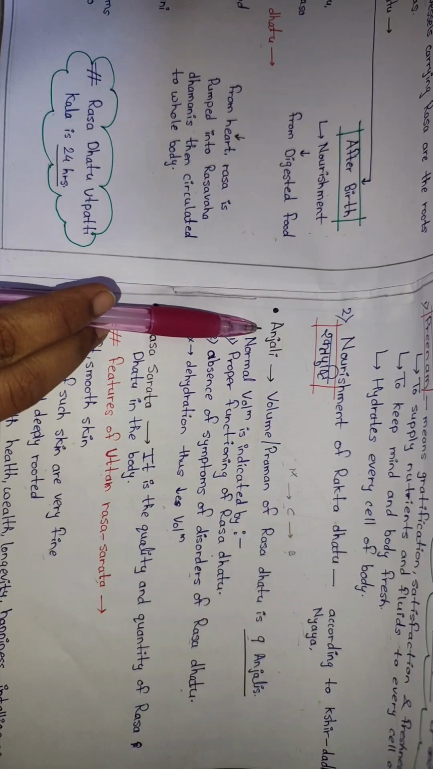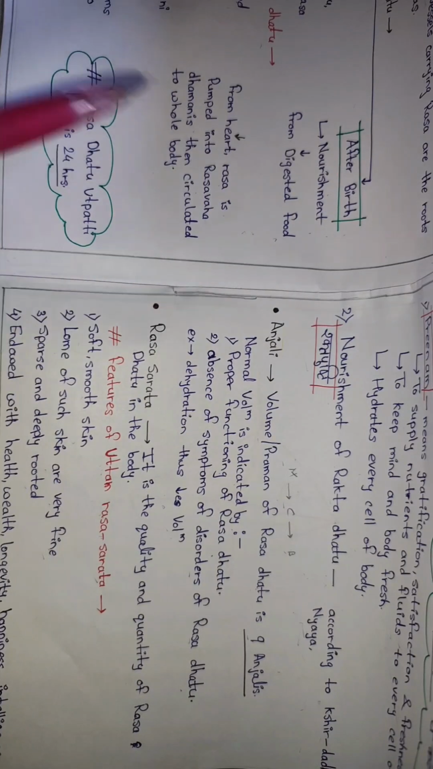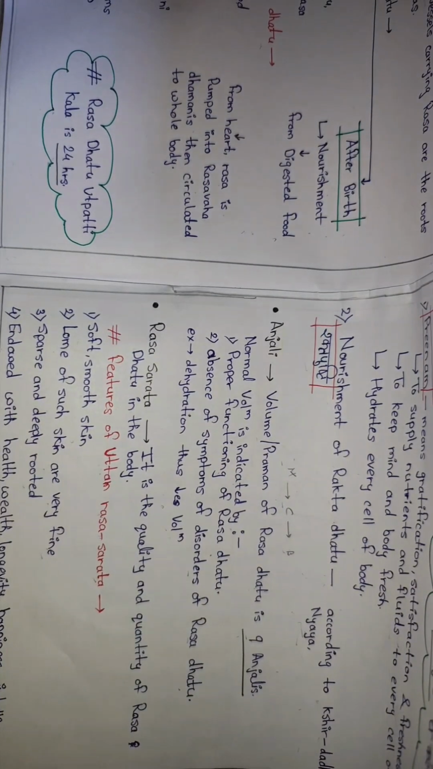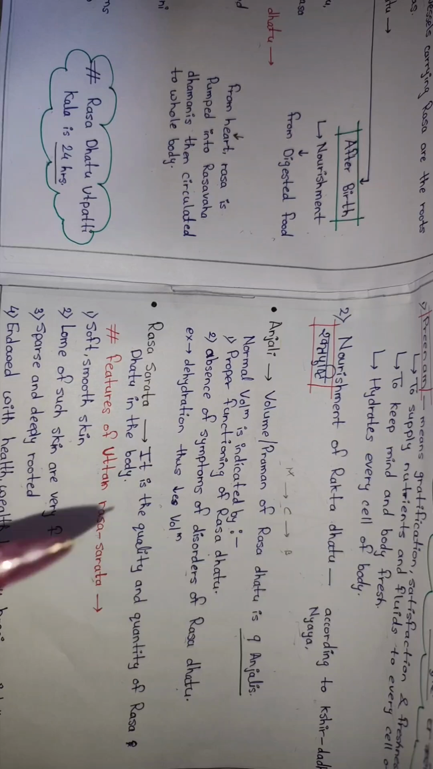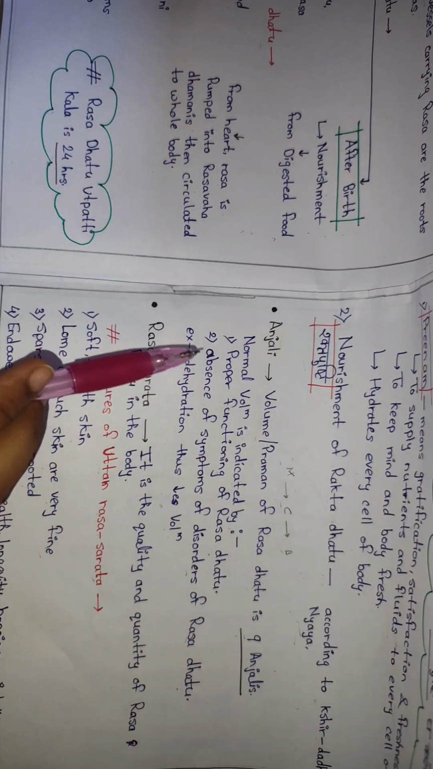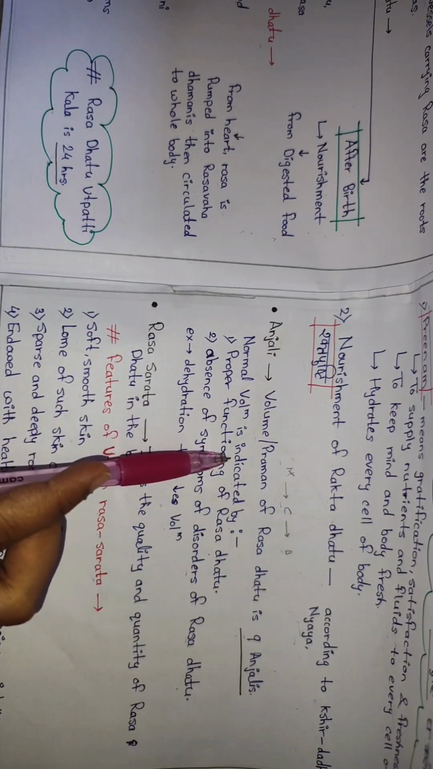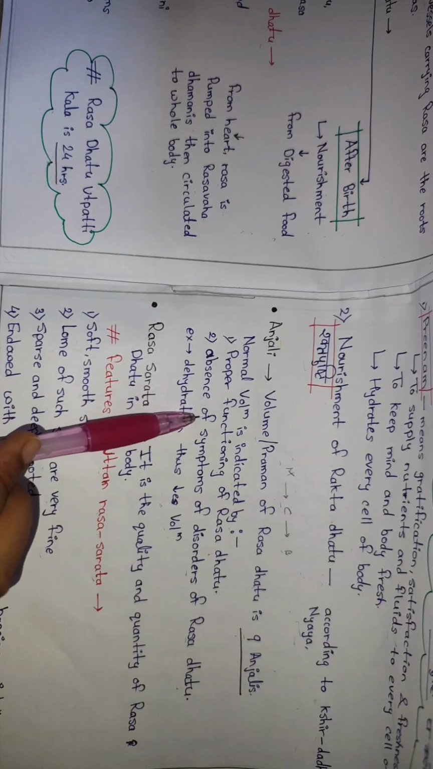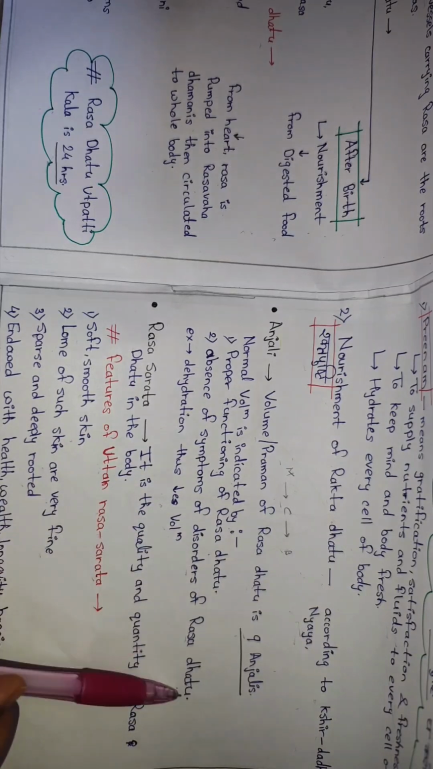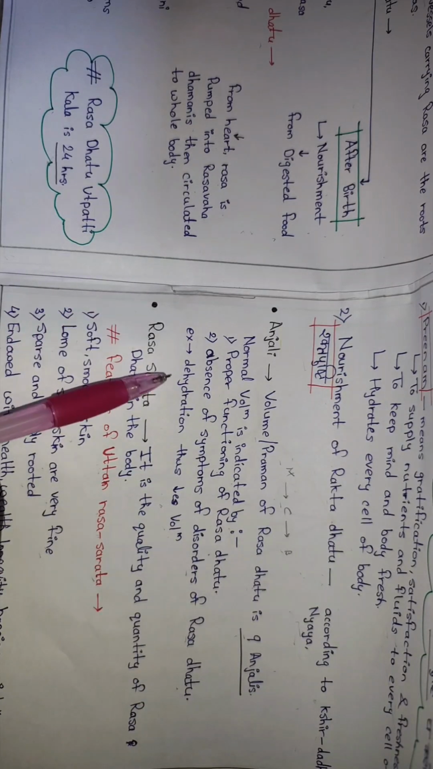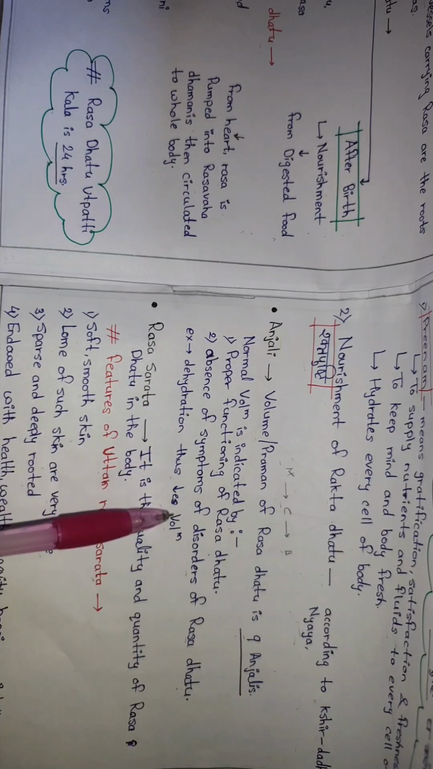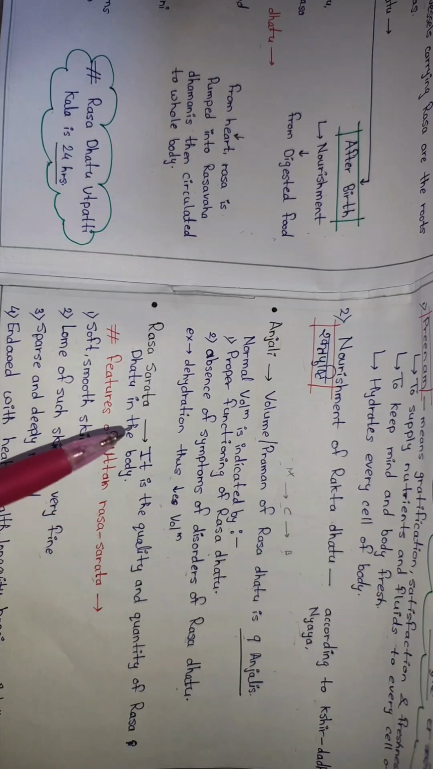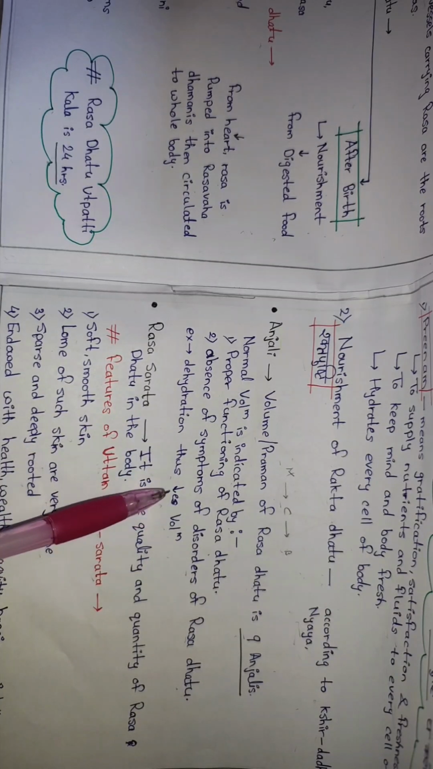Then the next point is the Anjali. It means the volume or the praman of the Rasa dhatu, which is 9 Anjalis. And how will you find the normal volume of Rasa dhatu in the body? So normal volume is indicated by proper functioning of Rasa dhatu and also the absence of symptoms of disorders of Rasa dhatu. For example, in case of dehydration, or in case of vomiting or diarrhea, there is a decrease in the volume of the Rasa dhatu in the body.